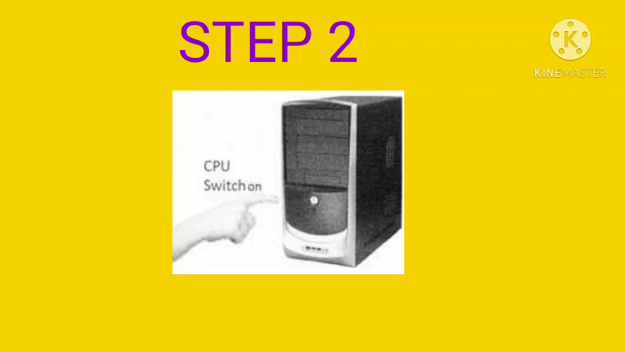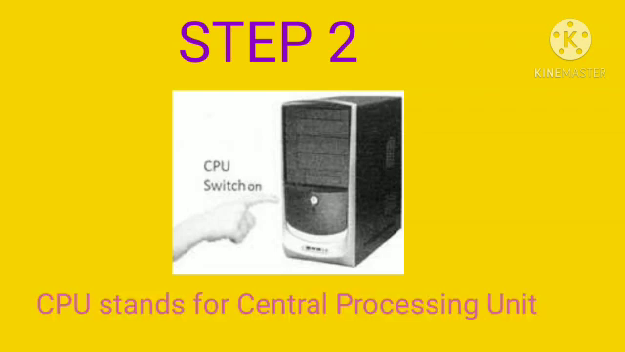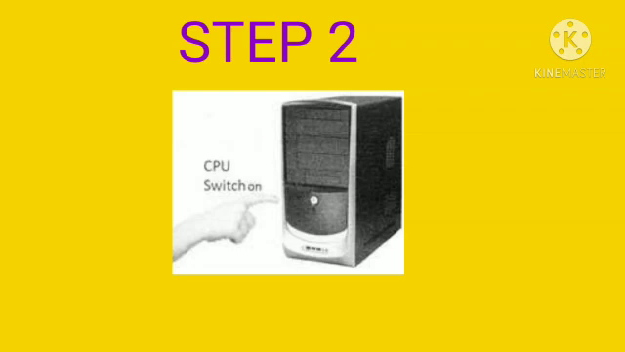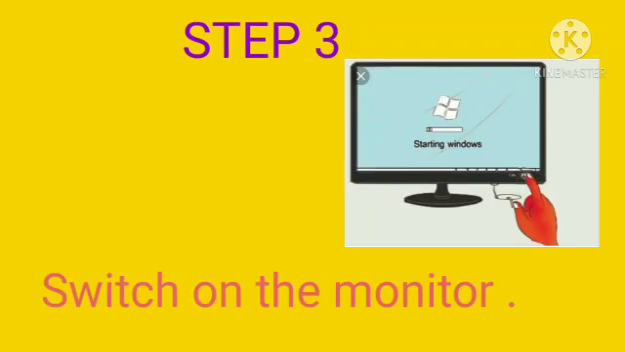Then switch on the system unit or the CPU. CPU stands for Central Processing Unit. It is the main device of a computer where all the operations are performed. Next step is switch on the monitor. When we switch on the monitor button, a green light is glowing.